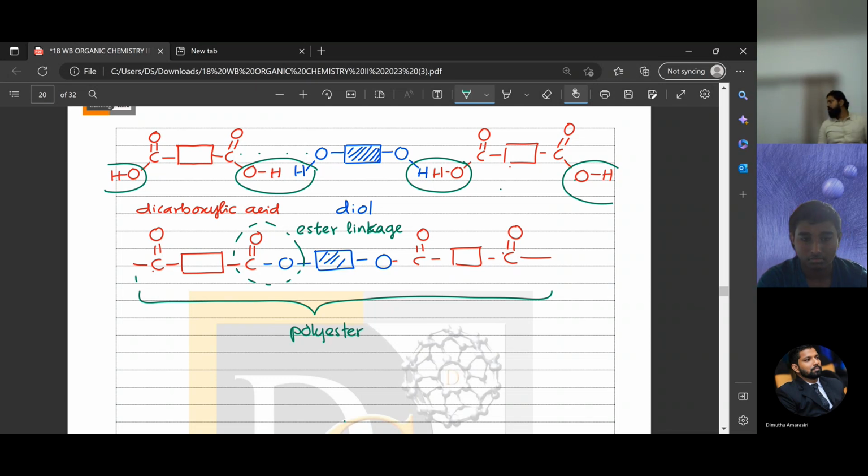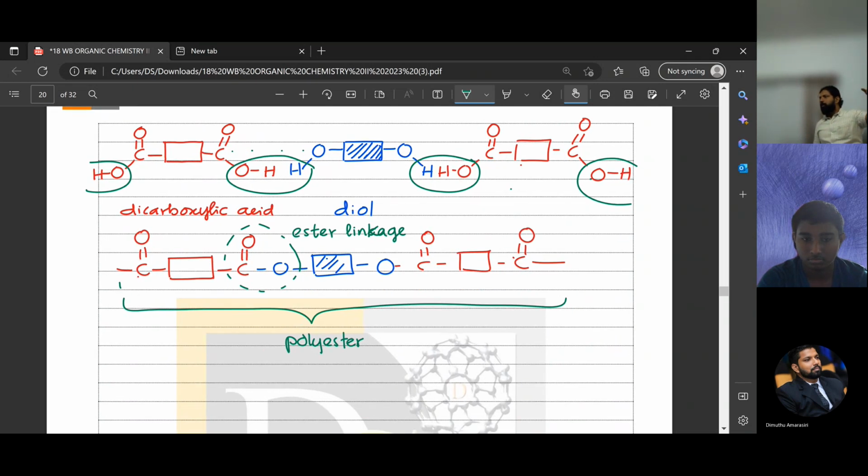This is what you call polyester. Right? So it's like basically multiple carboxylic acids and alcohols. Alternatively, a dicarboxylic acid and a diol.